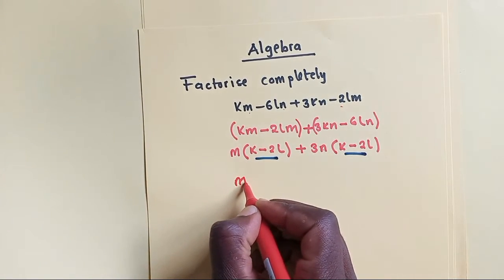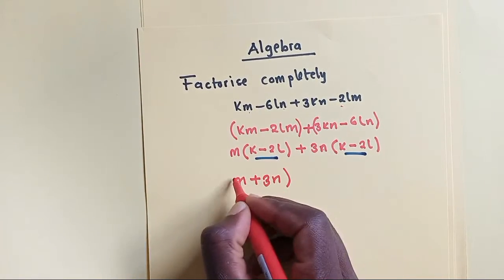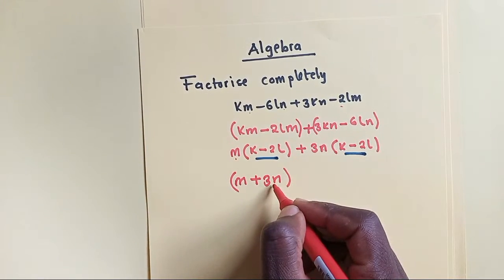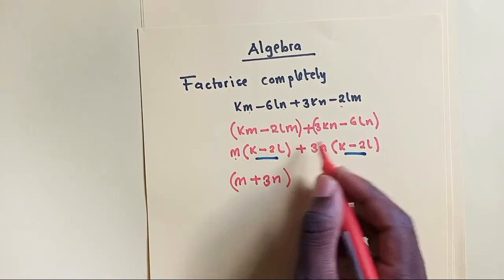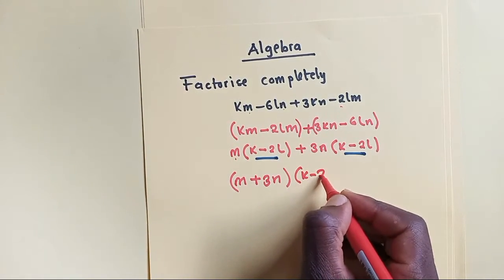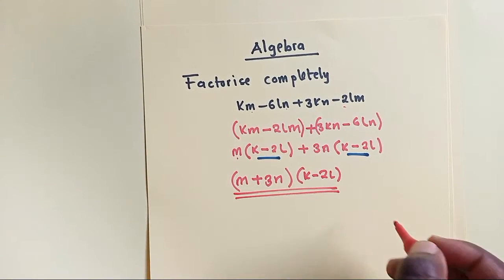So we get m plus 3n inside the brackets. This m and whatever is here, put them inside the brackets. And for these two, just get one of them. So I've gotten this one, it's fine. So this is our answer.